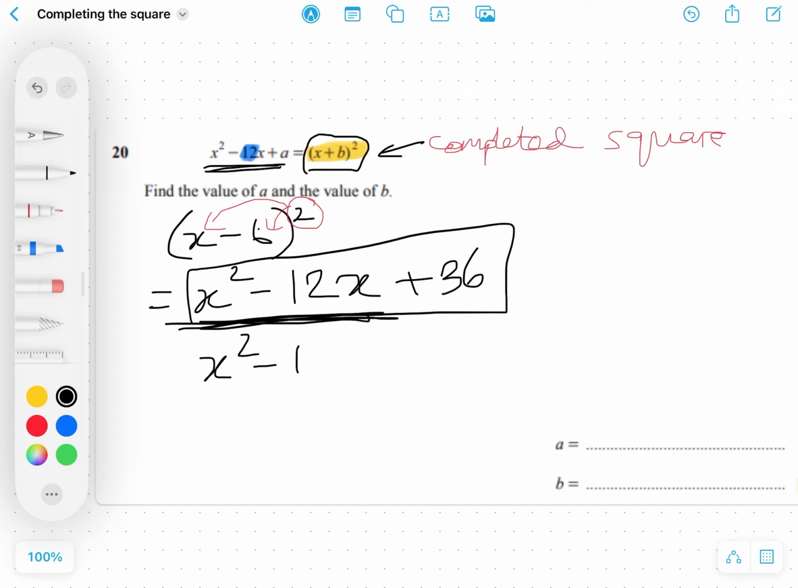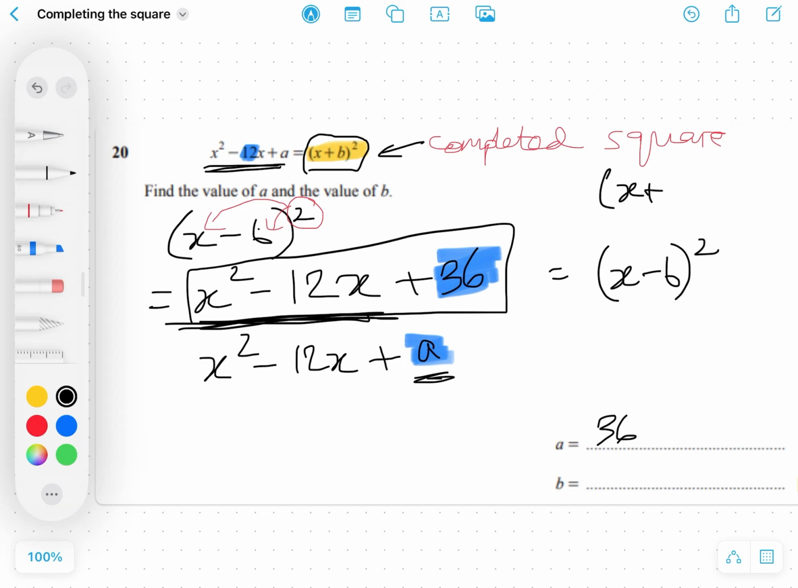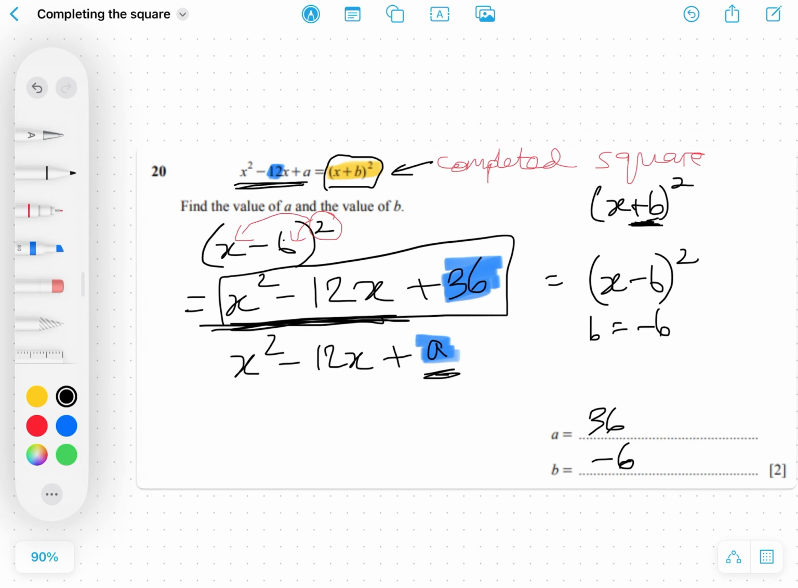And now if we compare it to the expression they've given us, which is x squared minus 12x plus a, we see that a has to be equal to 36. So we can write that down here. a is 36. And b is, well, this is equal to x minus 6 all squared, and we have x plus b squared. So therefore b is equal to negative 6. If you substitute b equals negative 6 and a equals 36 in the equation, you should do this in the real exam just to check and validate your answer. So x squared minus 12x plus 36 equals, substituting these values that we've obtained to check, and we see that this is indeed correct.